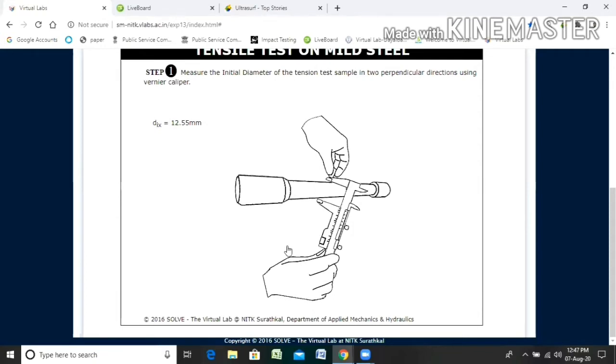Next, this is DIY. That means we are taking data from both directions, first from the X direction and then from the Y direction. So DIY is 12.54. That means on average we have an initial diameter of 12.55 mm. That is my initial diameter DI, 12.55 mm.